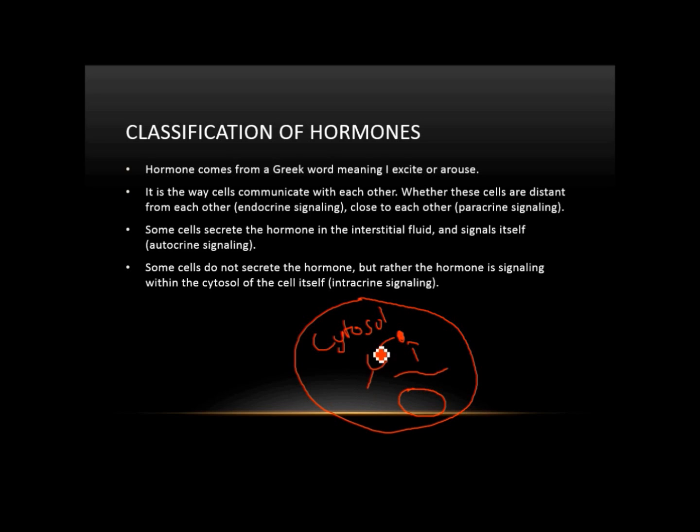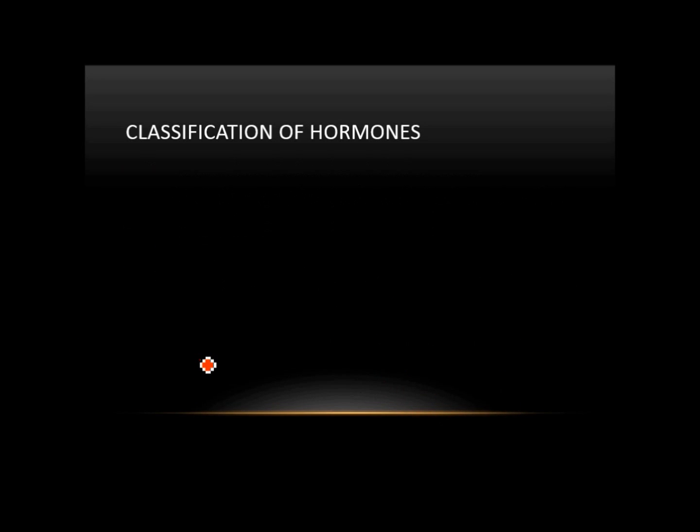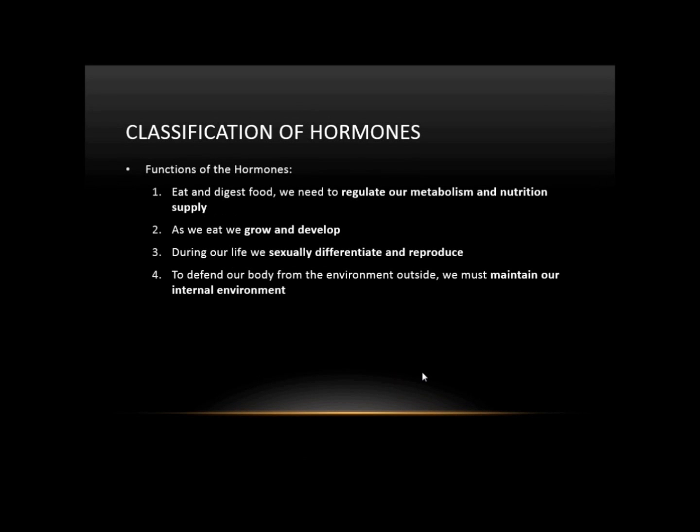So as a wrap up, see the types of signaling. There are four types: endocrine, paracrine, autocrine, and intracrine.